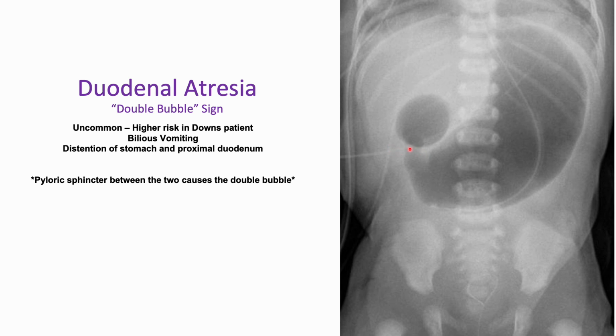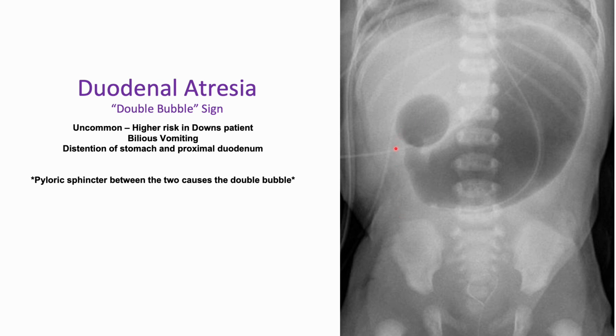So the question is, why do we have two bubbles? What is causing this stricture between the stomach and the duodenum? And the answer there is this is the pyloric sphincter. So this isn't actually stenotic, but it's just the sphincter located here, which is allowing the first bubble in the stomach and then the second bubble in the proximal region of the duodenum.